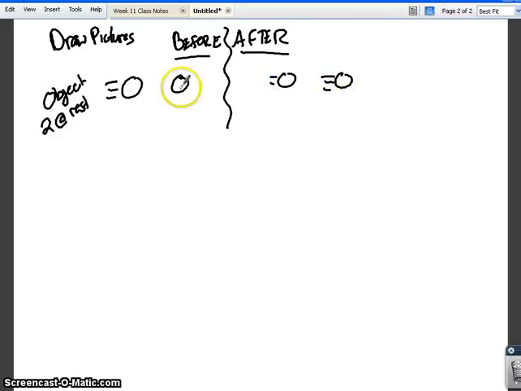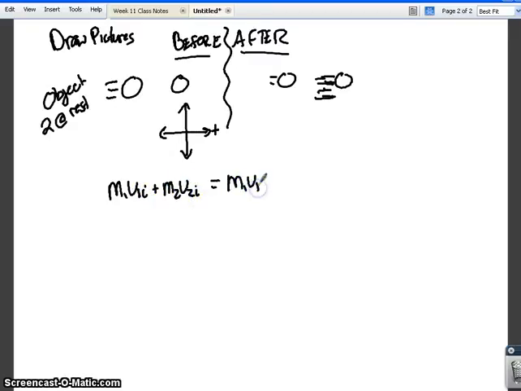Before, we had velocity 0. Here we have both moving to the right, but you can tell from the picture that this one is moving faster than that one. When it comes to these pictures, it's going to help us define a coordinate system. I'm going to look at these pictures and say, okay, here's my XY coordinate system. Everything is moving to the right. It's going to be better for me to make a plus sign going to the right because it makes my math easier. So in this situation, we would do m1 v1 initial plus m2 v2 initial equals m1 v1 final plus m2 v2 final.